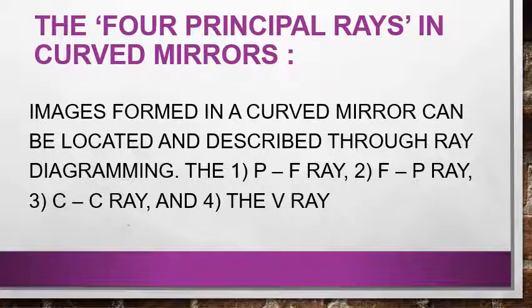The four principal rays in curved mirrors. Images formed in a curved mirror can be located and described through ray diagramming. Number 1, P to F ray. Number 2, F to P ray. Number 3, C to C ray. And number 4, the V ray.